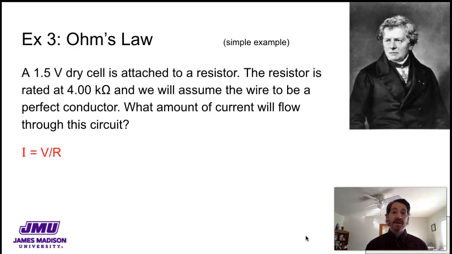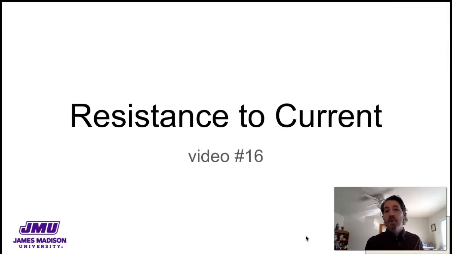And what we would say is the amount of current is equal to the voltage applied divided by the total resistance. If the voltage applied is 1.5 volts and the total resistance is 4 kilo ohms, then we can calculate that the current will be 375 microamps. So cool, that's how Ohm's law works. But what is the point of resistance? Do we want it? Is it a good thing or a bad thing? Check out the next video to find out.